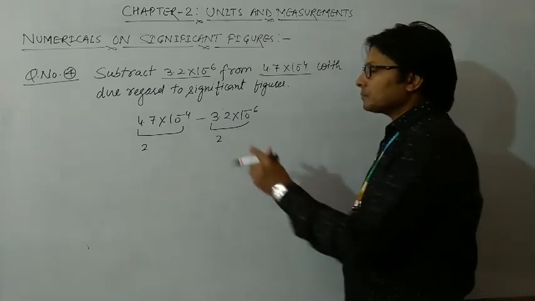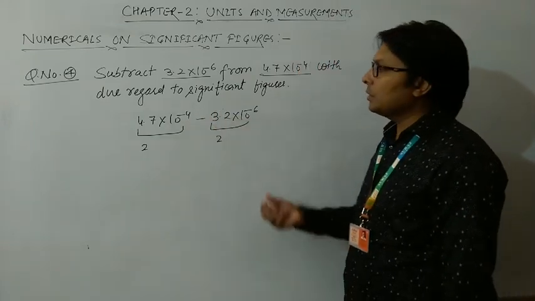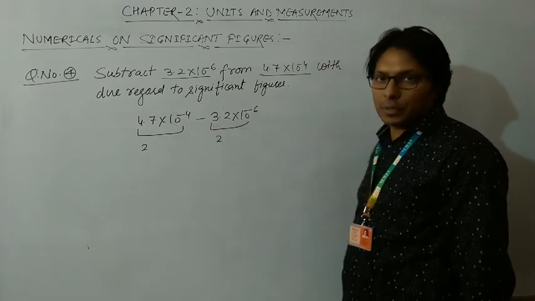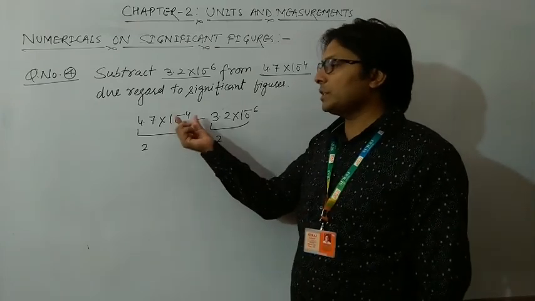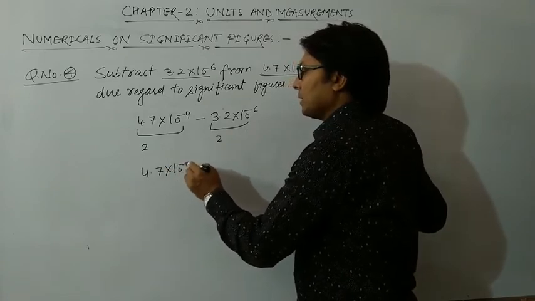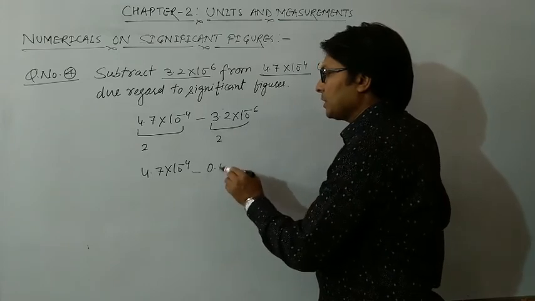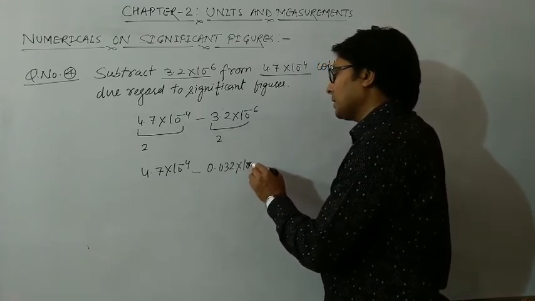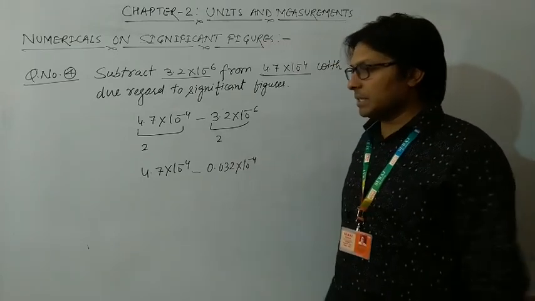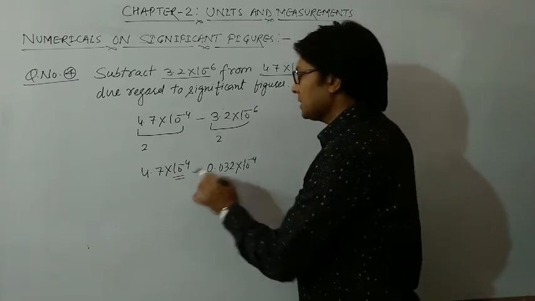Okay, now if we want to subtract this from this, then definitely we have to equalize the powers of 10. So 4.7 into 10 minus 4, I am keeping as it is, and this I am writing as 0.032 into 10 minus 4. And now this is subtractable. Now we can easily subtract this number from this number because the powers are the same.